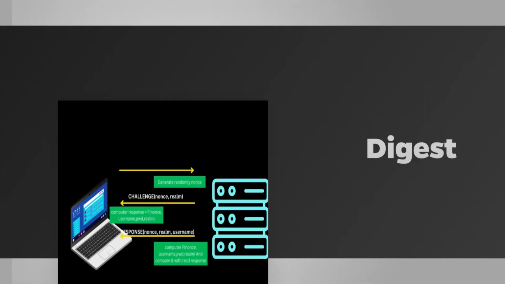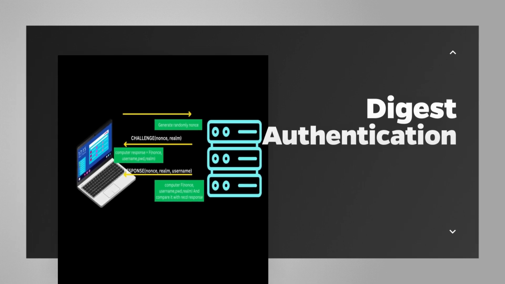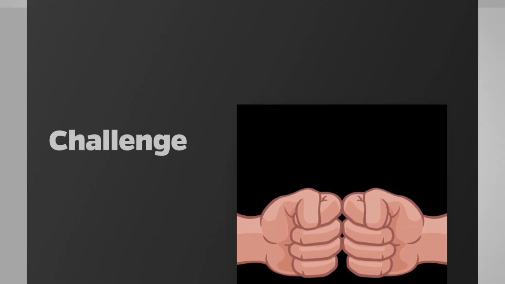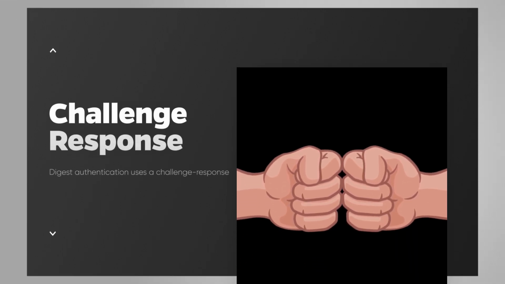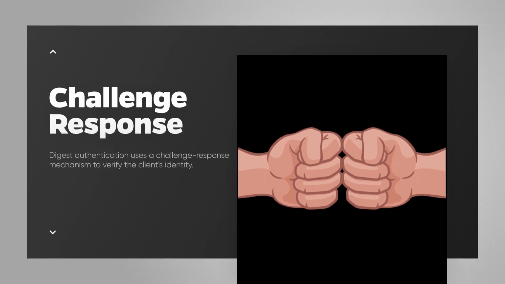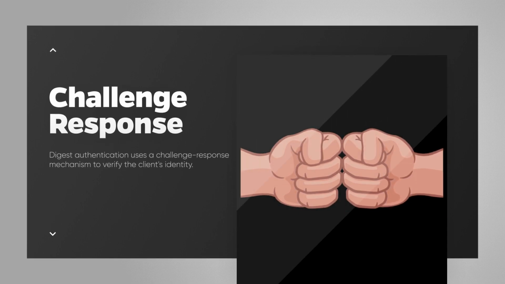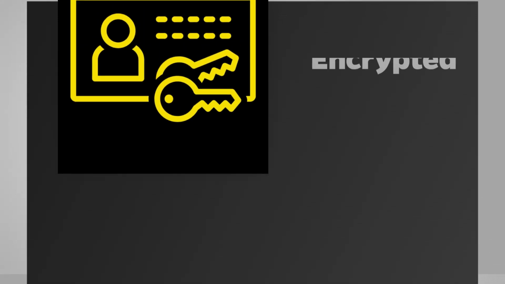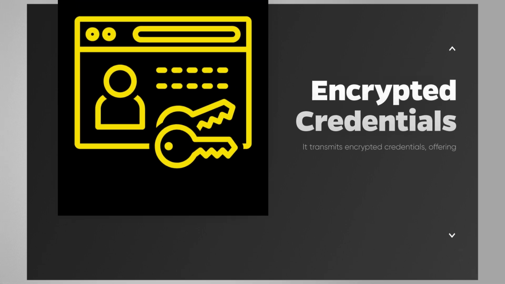Another authentication method that closely resembles basic authentication is digest authentication. Digest authentication uses a challenge-response mechanism to verify the client's identity. This process involves the server issuing a nonce or a unique token to the client, which the client then combines with its credentials and sends back to the server for verification. It transmits encrypted credentials, offering more security than basic authentication.